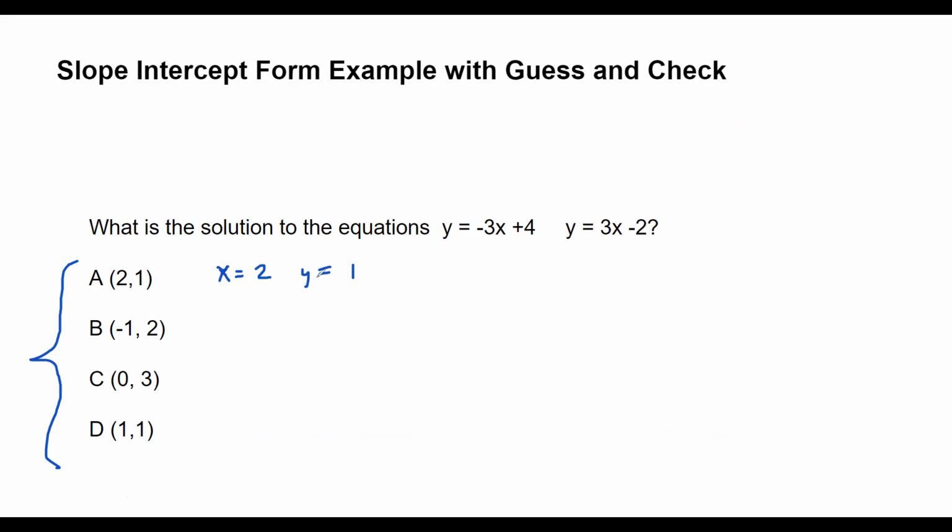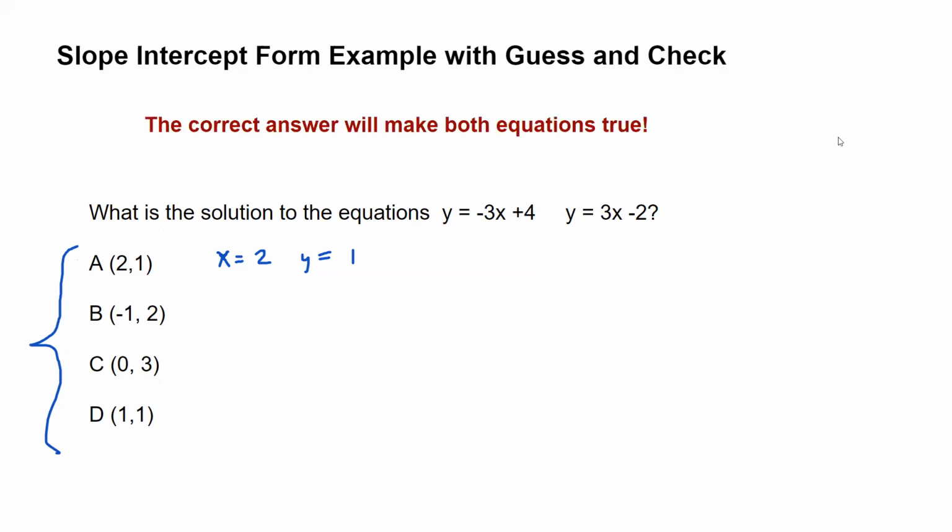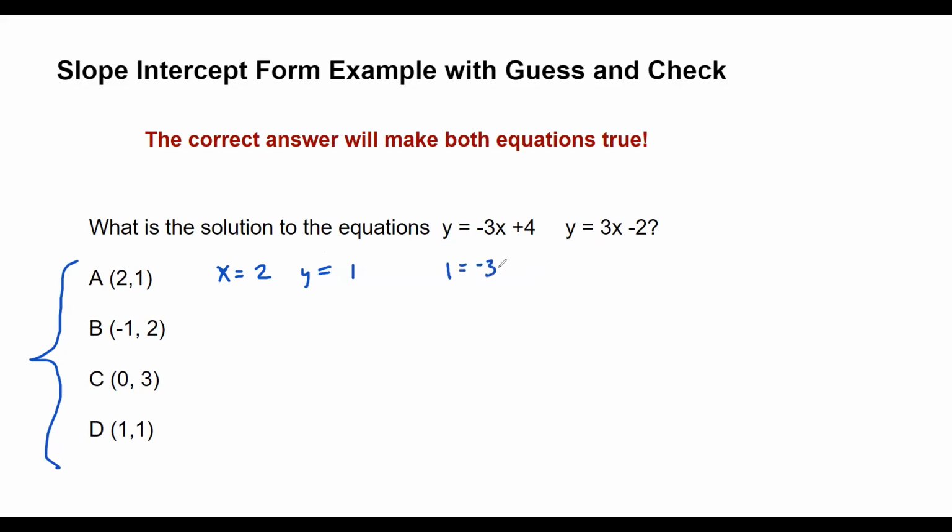Does this point make both of these true? If it makes both of them true, then we found our answer. So let's start out with this one. 1 is equal to -3 times 2 plus 4. We're trying to figure out, is this true? Simplify. 1 is equal to -6 plus 4, which is going to be 1 equals 2. That is not true. So we are going to rule out option A.